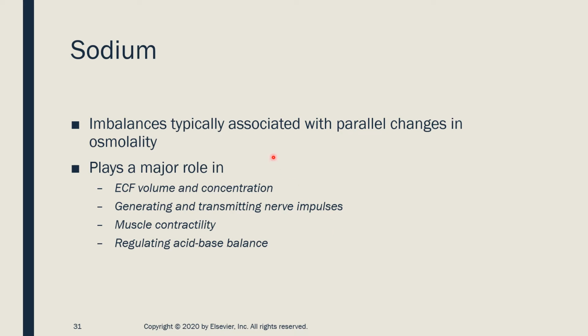Now, typically, it is associated with osmolality. And remember, our sodium is very important in maintaining the volume and concentration. It has a function in transmitting nerve impulses. That's why when your patient has sodium imbalances, they have a tendency to have seizures. And as you can see here, muscle contractility also. And if your patient has sodium imbalances, it can also affect the acid-base homeostasis. So that's why when you check the arterial blood gas, you might see some abnormality in there.